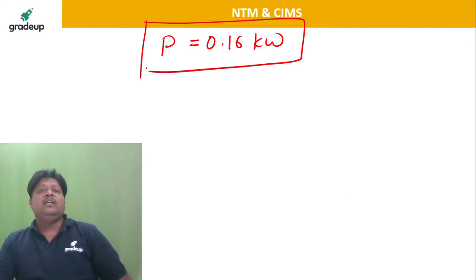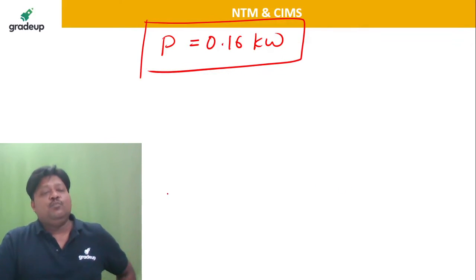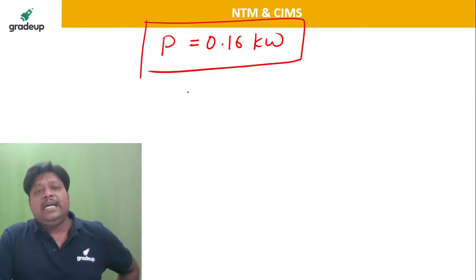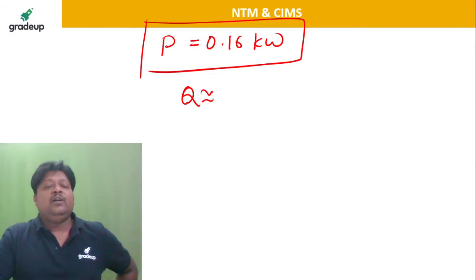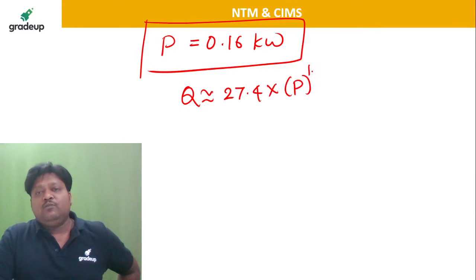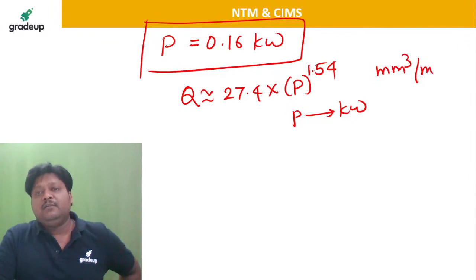Check it out. When you get this power at 0.16 kilowatt, you know that this Q is approximately equal to 27.5 into P or W to the power 1.54, where P should be in kilowatt. Don't forget it. You will get the answer in mm cube per minute.